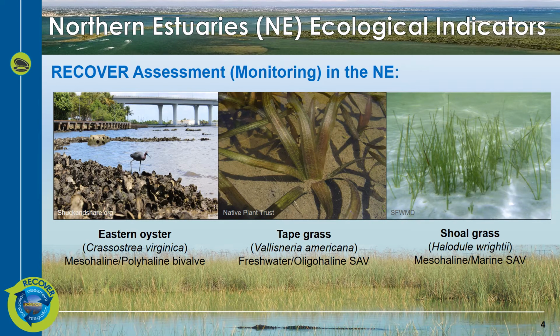The Northern Estuaries module of RECOVER includes a few different ecological indicator species which are monitored as part of RECOVER's monitoring and assessment plan to assess CERP progress. These include the eastern oyster, as well as the submerged aquatic vegetation, or SAV community, which includes several species that run the gamut of salinity regimes, which created an interesting challenge for us in establishing freshwater inflow and salinity targets with this performance measure.